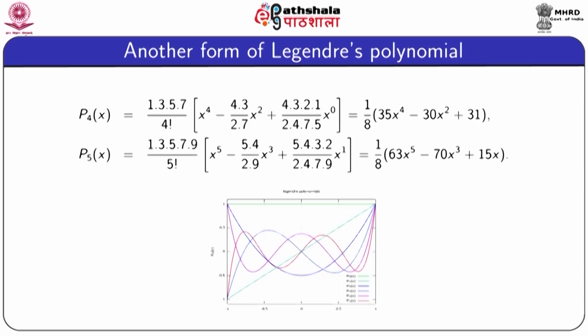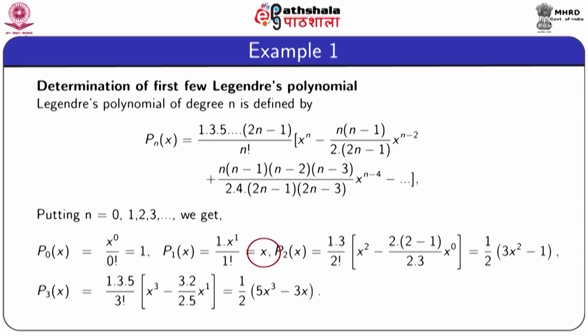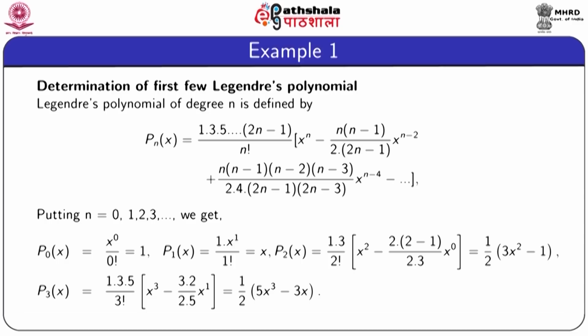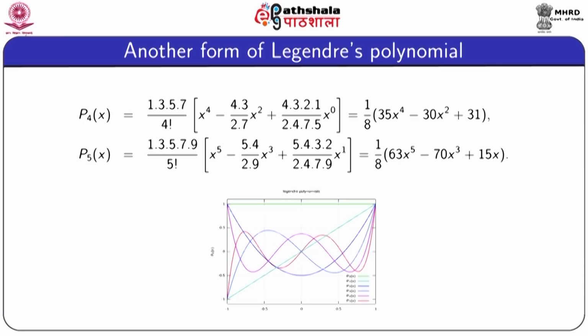If I now draw the graph here, this is what you get of the first 5 Legendre polynomials. For P0(x), it is just a straight line parallel to the x axis. For P1(x), it is equal to x, which is nothing but a straight line passing through the origin, making an angle of 45 degrees. For P2(x), which is half of 3x squared minus 1, it is nothing but a parabola, which is given by this blue line here. Likewise, you can plot P3(x) and P4(x), and you get the corresponding curves.